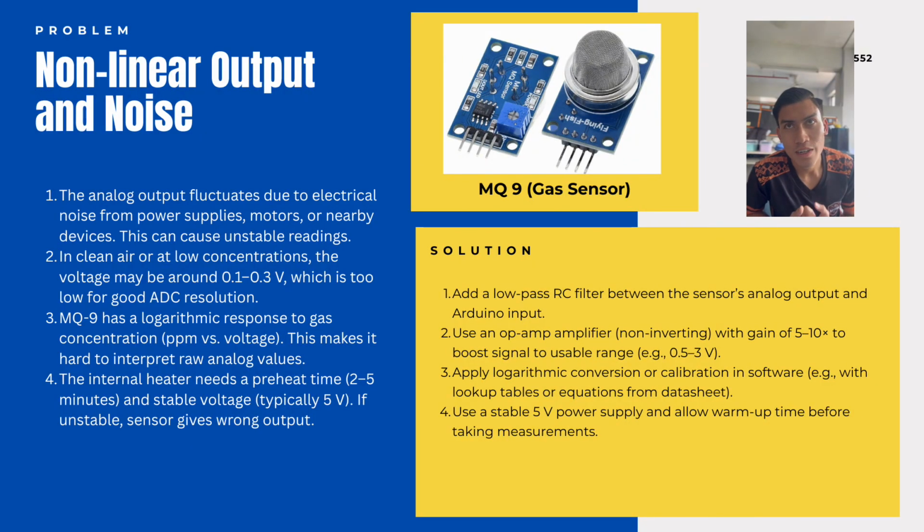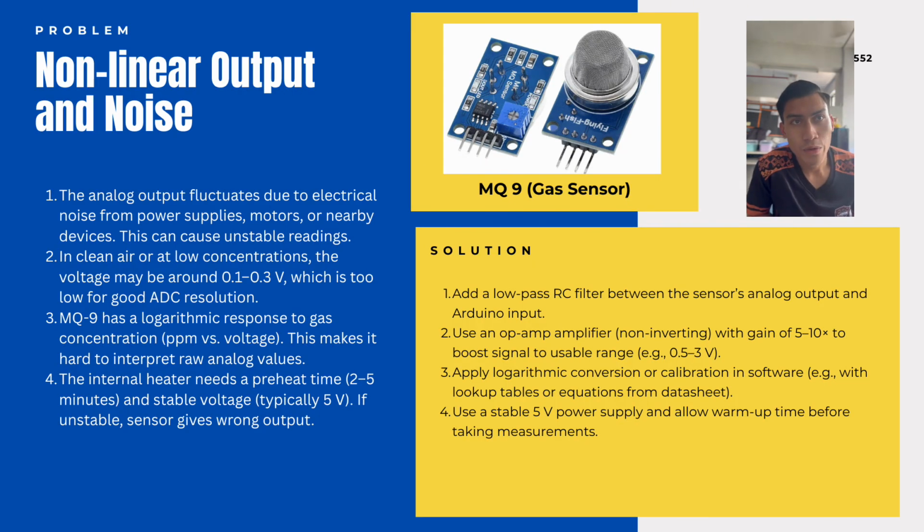So let's move to the next part. The MQ9 gas sensor. The problem here is, first, the analog output fluctuates due to electrical noise from power supplies. This can cause unstable readings. Second, in clean air or at low concentration, the voltage may be around 0.1 to 0.3 volt, which is too low for good ADC resolution.